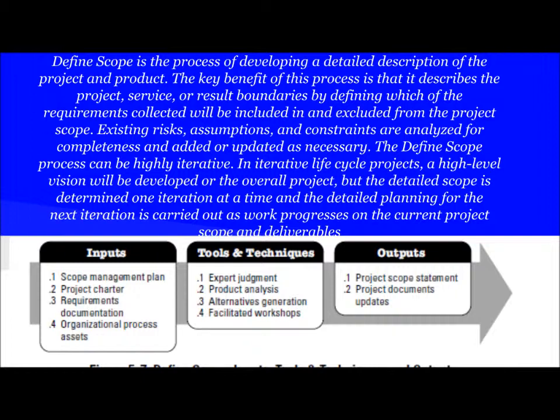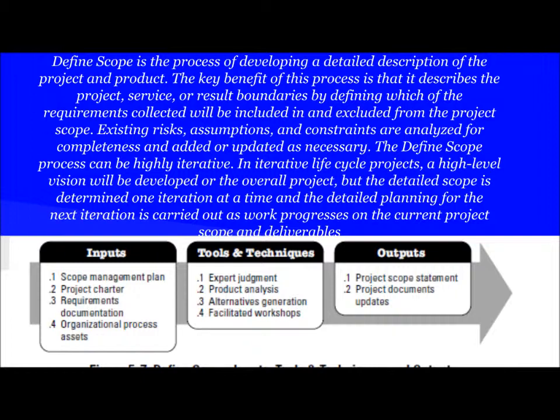In iterative life cycle projects, a high-level vision will be developed for the overall project, but the detailed scope is determined one iteration at a time, and the detailed planning for the next iteration is carried out as work progresses on the current project scope and deliverables.